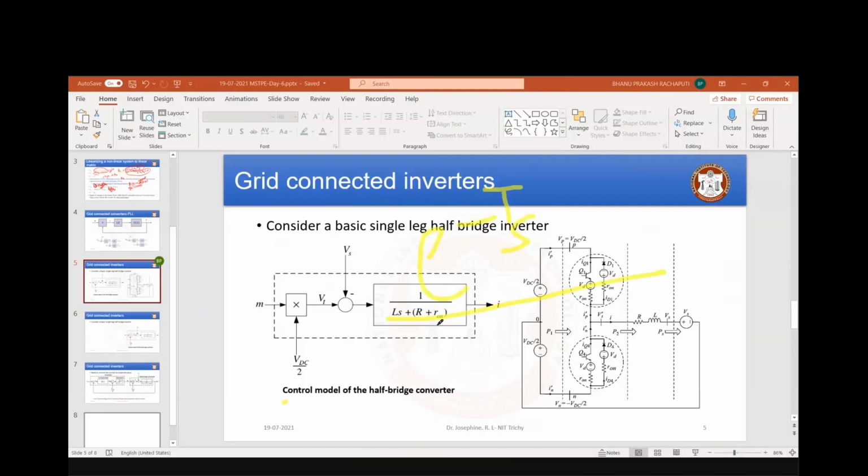Suppose you have a big plant process. There will be a control room. In that control room, the people are going to adjust these KP, KI values, based on some algorithm they have.